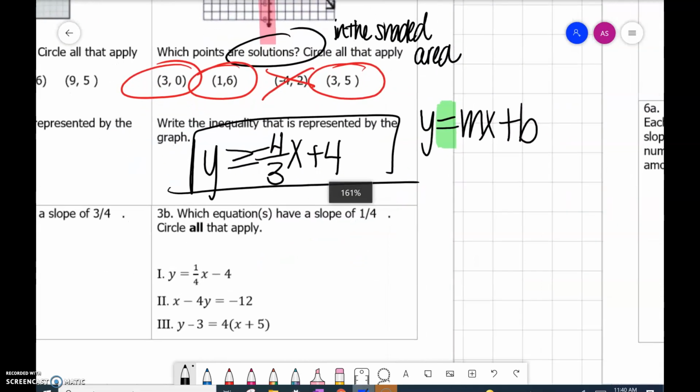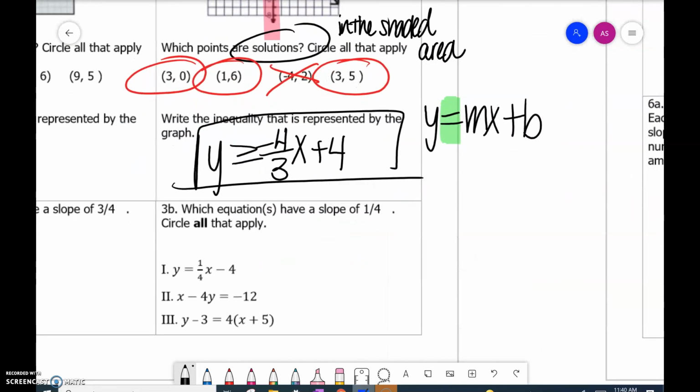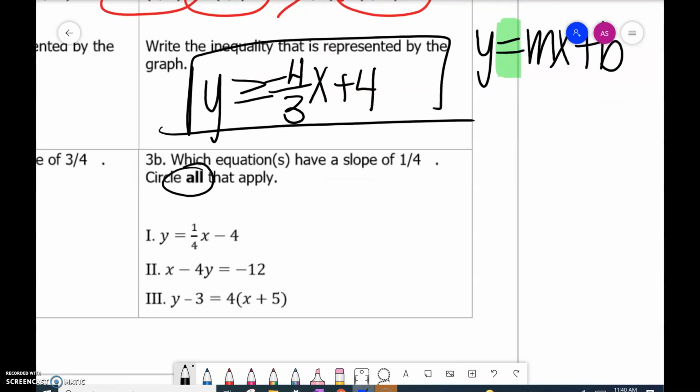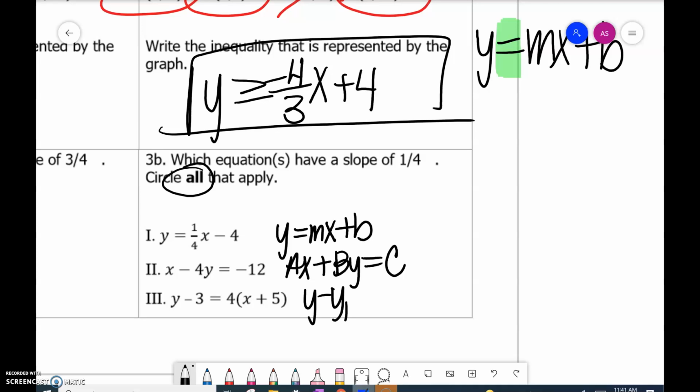All right, so for my next one, it said which equations have a slope of 1/4? Circle all that apply. So keep in mind, this could have more than one answer, okay? So you kind of just want to peep and see what forms these equations are in. This equation here is in slope-intercept form. This equation here is in standard form, which is ax plus by equals c. And this equation here is in point-slope form.